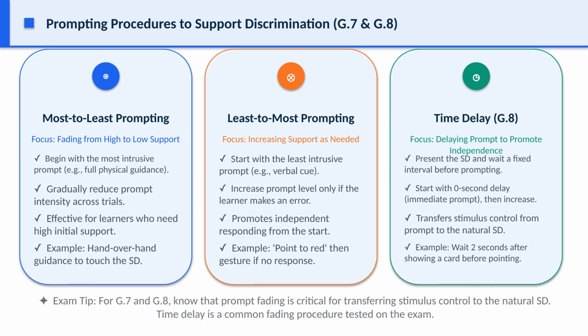Time delay, covered under G.8, involves presenting the SD and waiting a fixed interval before prompting, starting with a 0-second delay and gradually increasing the wait. This procedure directly transfers control to the natural SD, as when you show a card and wait 2 seconds before pointing. On the exam, you must match these procedures to client needs, recognizing that time delay is especially effective for building fluent discrimination without prompt dependency.